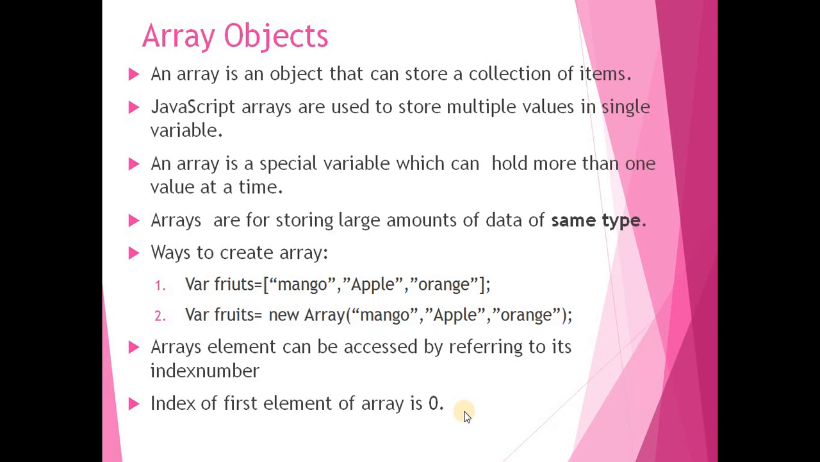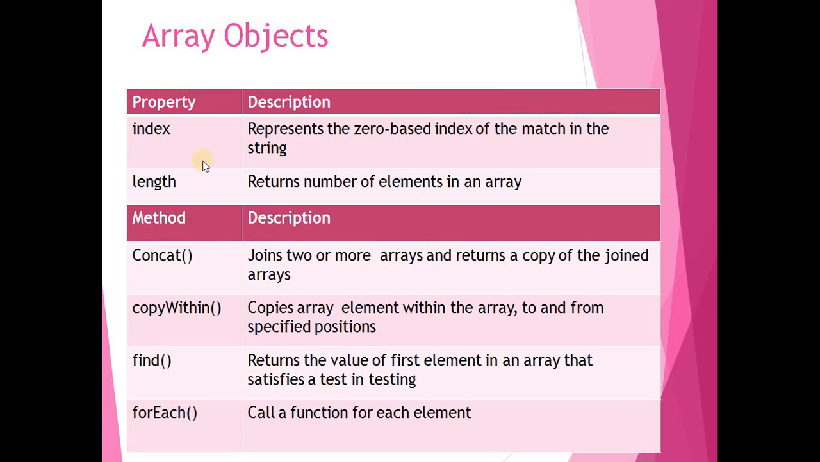Let's see some properties and methods related to array. Array objects have two properties. First one is index. Represents the zero-based index of the match in the string. Now, if I am using the index property, it will just return the index which the array is currently referring to. Okay. Length returns the number of elements in the array. So it will find out how many elements are there and it will return the length.